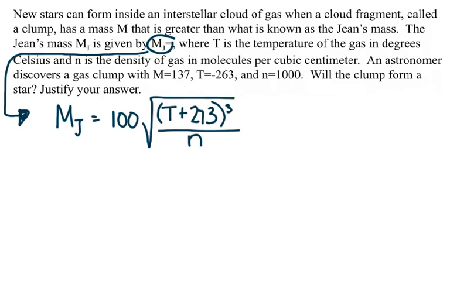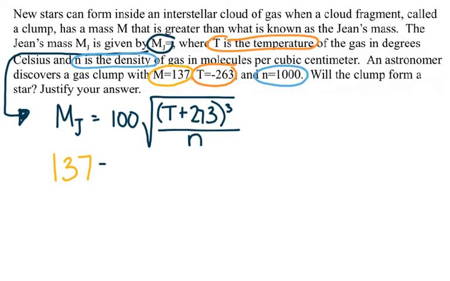Alright, this one looks really big, bad, and scary. It's not supposed to be. I say, go ahead and read it and see if you can figure out where to put things and what you're trying to find. Okay. So this is a science formula. It's called the Jeans mass formula. And we're just trying to figure out, will the clump form a star? So we're trying to figure out, if we plug all this in, will it actually equal 137?